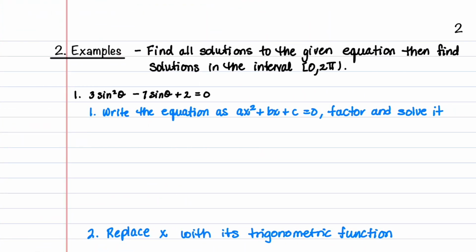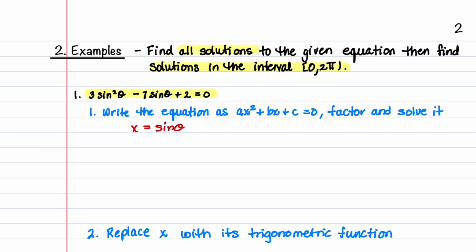Let's now walk through our 3 example problems. For all 3 problems, we're going to find all solutions to the given equation, and then we're going to find solutions in the interval from 0 up to 2 pi. The first equation that we'll solve is 3 sine squared theta minus 7 sine theta plus 2 is equal to 0. We'll begin by letting x equal sine theta.